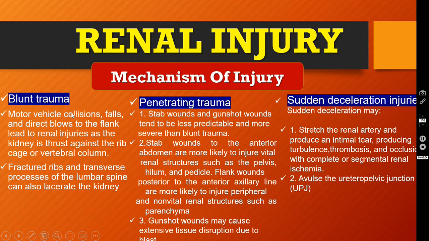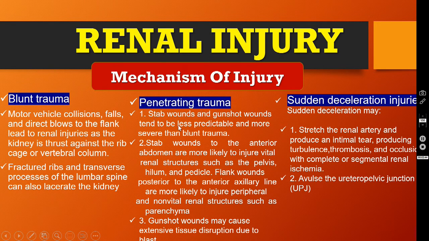Coming to blunt trauma, the most common cause is motor vehicle collision, or it may be because of a fall or direct blows to the flank because of assault. All these lead to renal injuries as the kidney is thrust against the rib cage or the vertebral column. The fractured ribs and the fractured transverse process of the lumbar spine can also lacerate the kidney. This is the mechanism by which blunt trauma can cause renal injury.